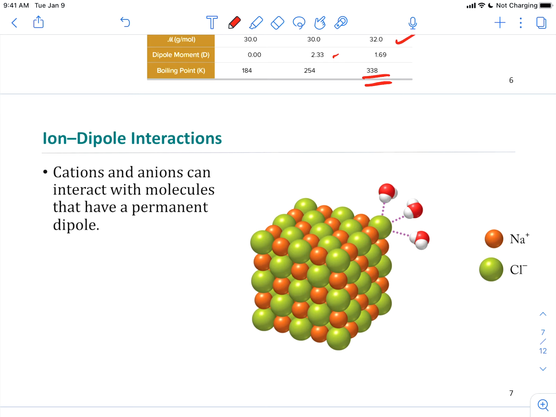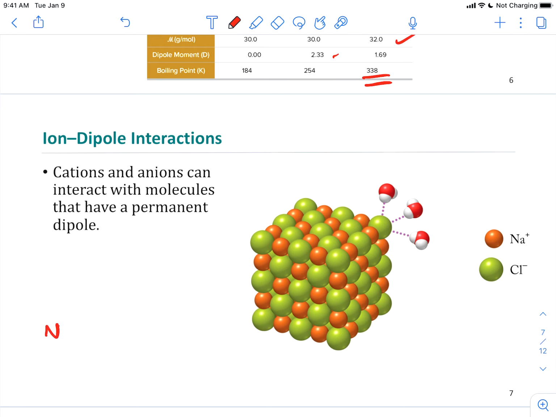Okay, so now you can imagine, if we're talking about all these dipoles and charges, that species like ionic compounds, which have charges, would certainly interact with species that have dipoles, right? So water is going to certainly interact with this sodium chloride crystal. And that's how it dissolves it, basically. If we drop it in water, why does it dissolve?